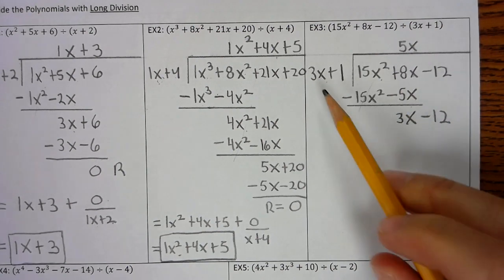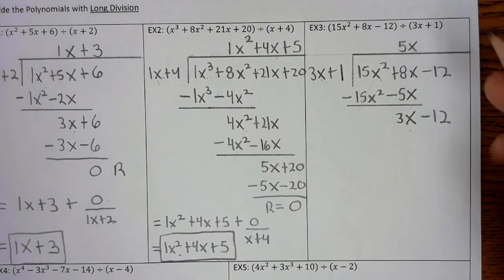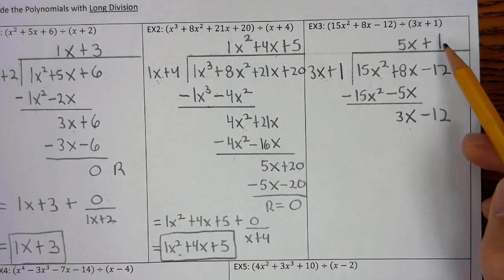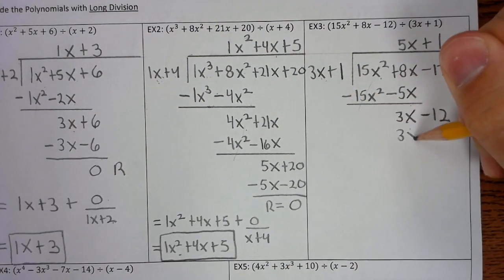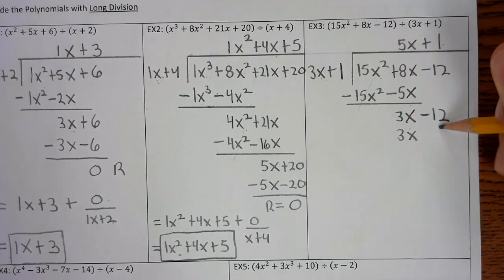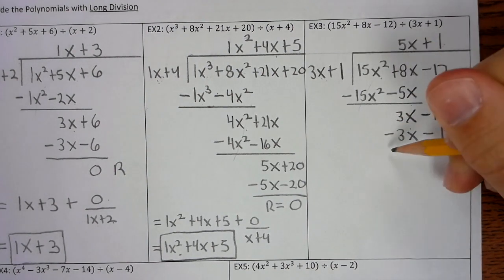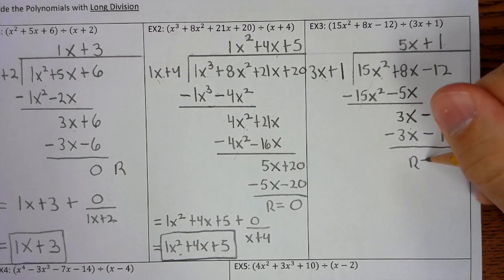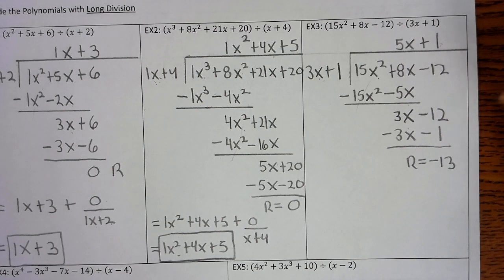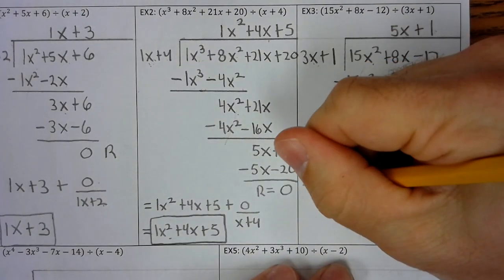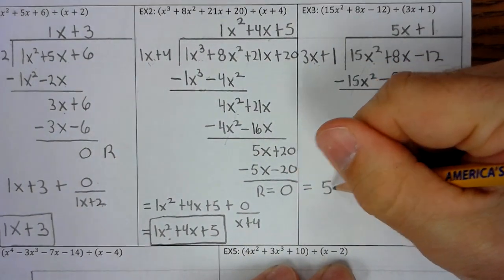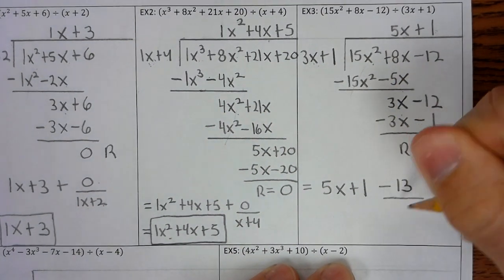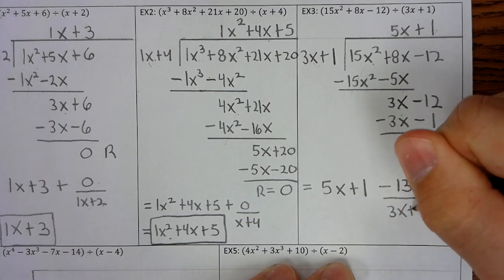What do you multiply 3x by to give you 3x? Well, the answer to that is plus 1. So then we multiply. 1 times 3x is 3x. 1 times 1 is 1. Now we subtract. That cancels. You're left with a remainder of negative 13. So your answer is 5x plus 1 minus 13 divided by 3x plus 1.